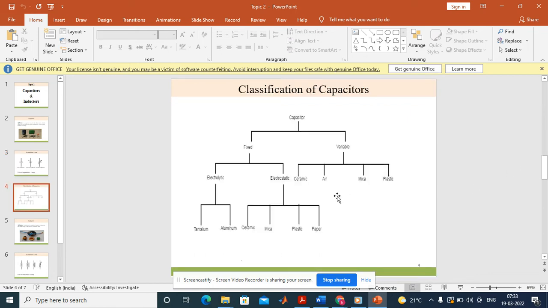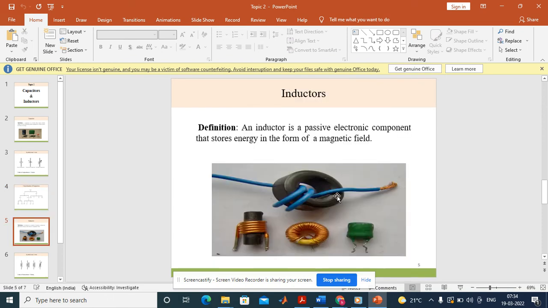The next one is the classification of capacitors. Here we can see they are broadly divided into two types: fixed and variable. Fixed goes with electrolytic and electrostatic, and electrolytic capacitors are of two types, tantalum and aluminium capacitors. Electrostatic capacitors are ceramic, mica, plastic and paper, and the variable capacitors are once again ceramic, air, mica and plastic capacitors.